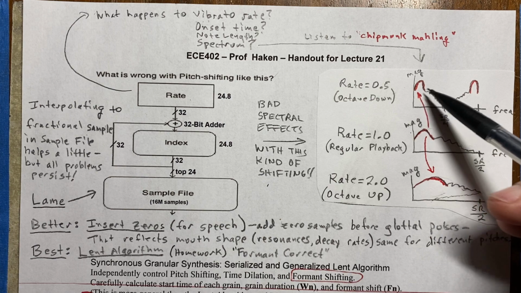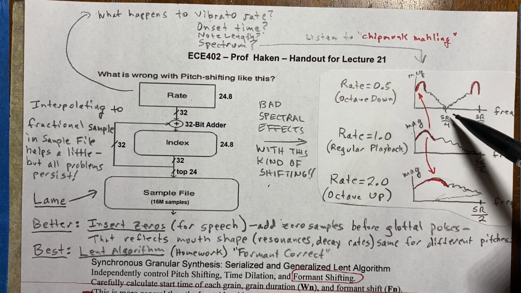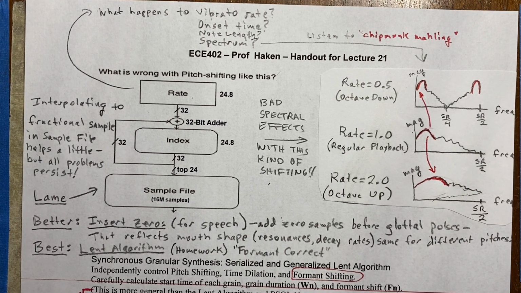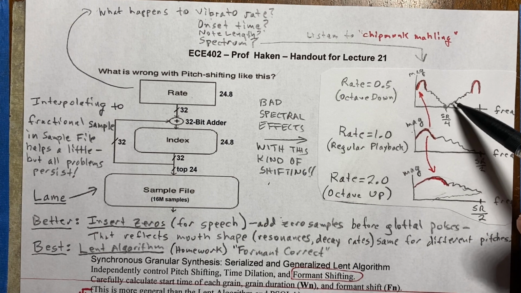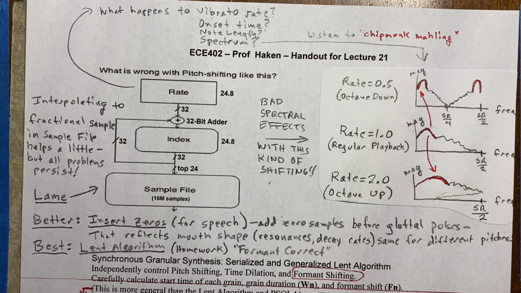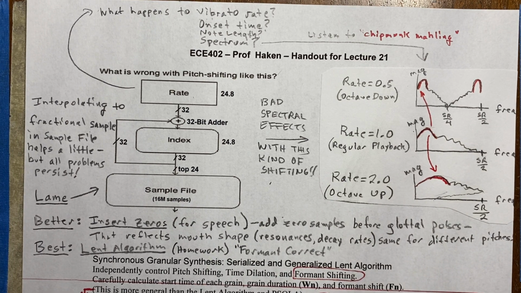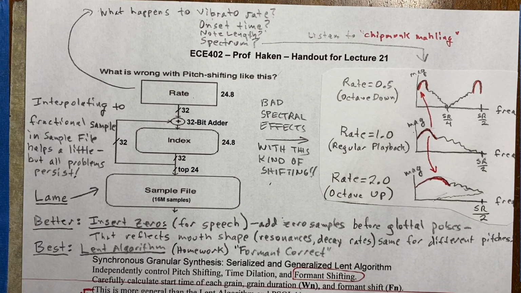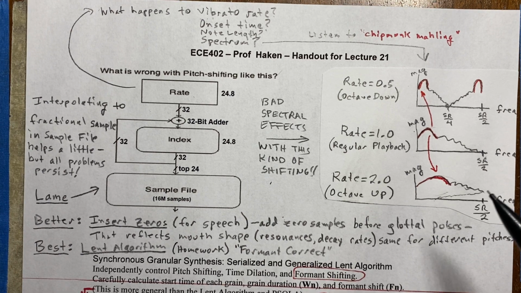So not only are the resonances of the spectral envelope here squished down, but you get an immense amount of high frequency junk that really shouldn't be there. So this is a very bad way to do pitch shifting. It's common because it's easy, but it's not very good.